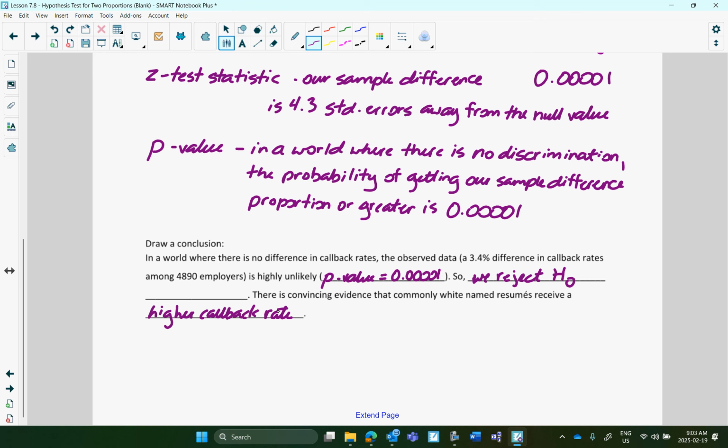Now that can be a little iffy because maybe there's something else causing this. Okay, so I hesitate. I mean, it's a good example, but I hesitate to go from, because there are higher callback rates, there's discrimination. Okay, there very well could be, but maybe there's some other stuff in there too.